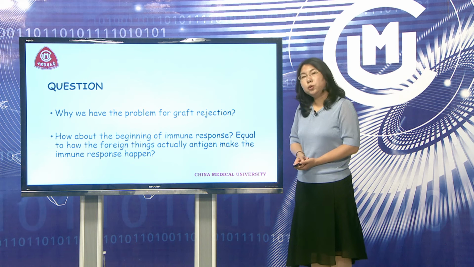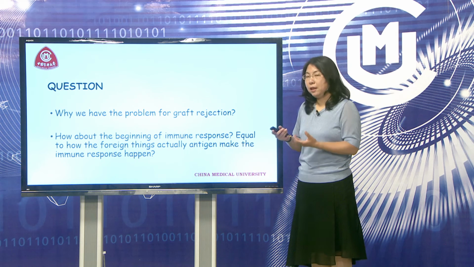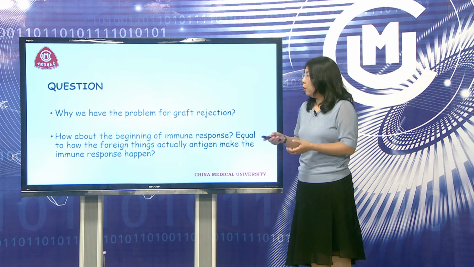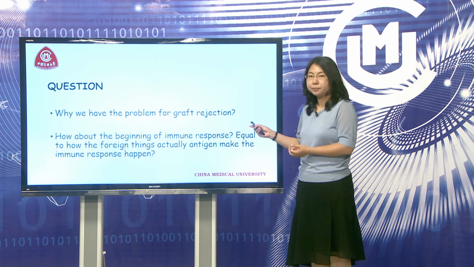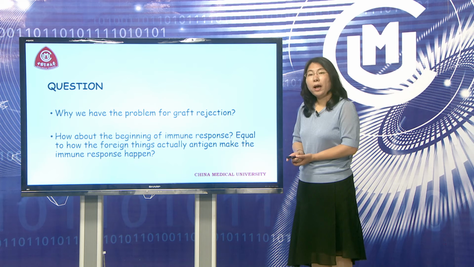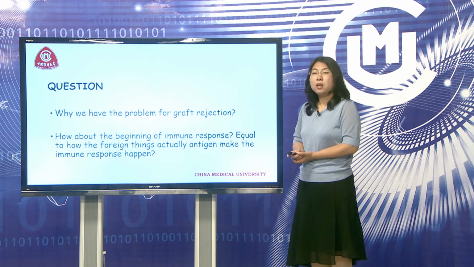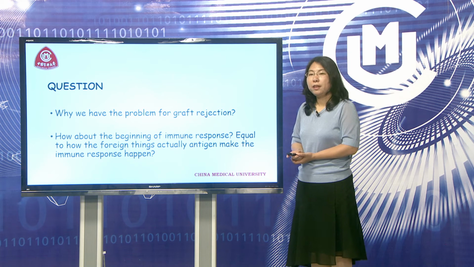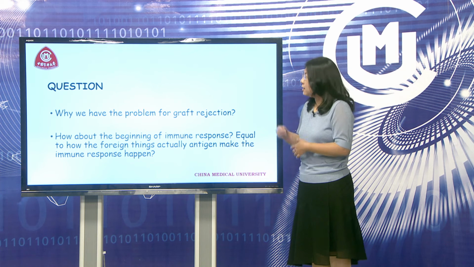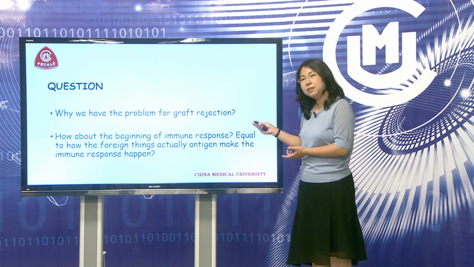So let's take 2 questions to learn this content. Also, we take these 2 questions in the following chapters. First, why do we have the problem of graft rejection? Second, how does the immune response begin? That is equal to how foreign things, actually antigens, make the immune response happen. So let's take these 2 questions, and in the following sections we learn.